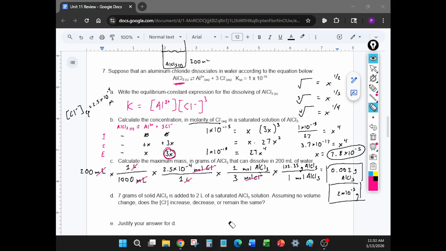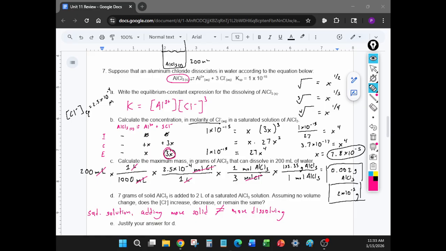Okay, and so let's talk about why. The system is already at equilibrium, right? So if this is at equilibrium, that means you're already at the perfect ratio of reactants and products. So that means that even if you add more solid, it's not going to cause it to dissolve more. Okay, so keep that in mind if you want to jot that down. So when you have a saturated solution, adding more solid does not mean that you have more dissolving.